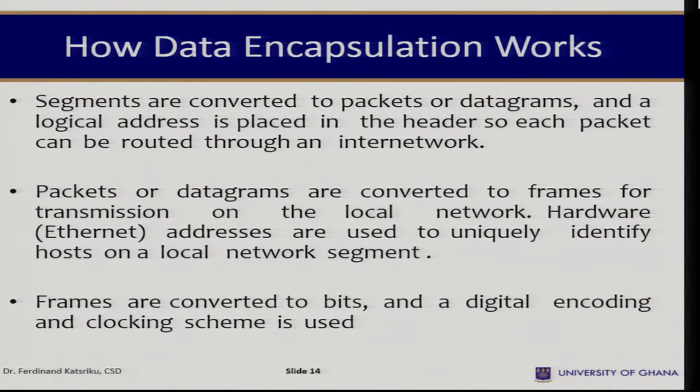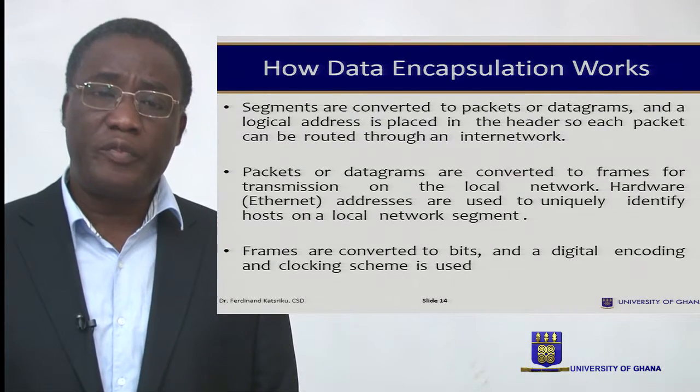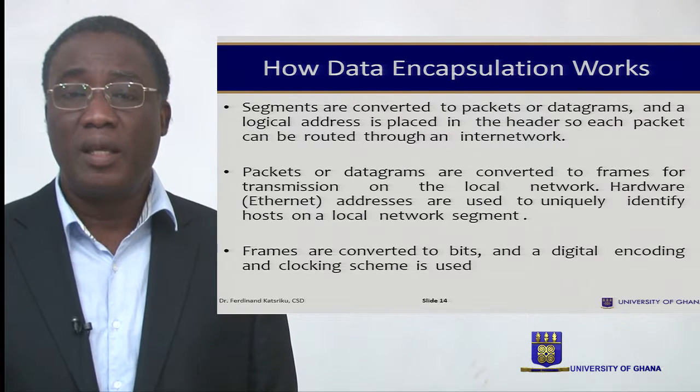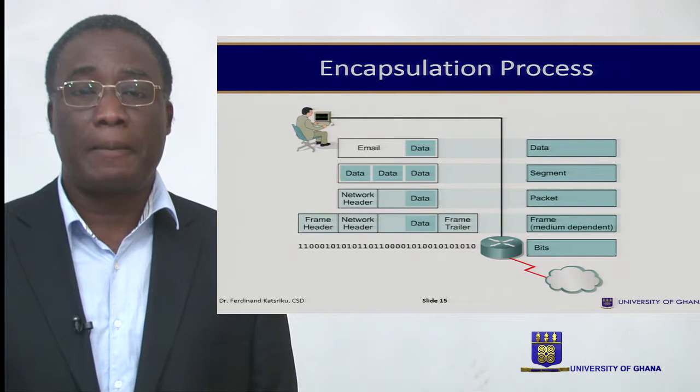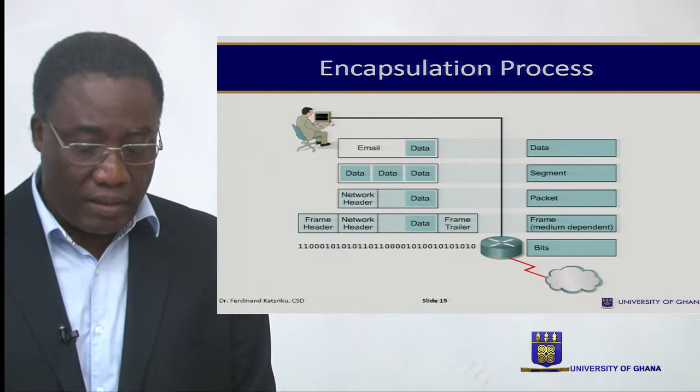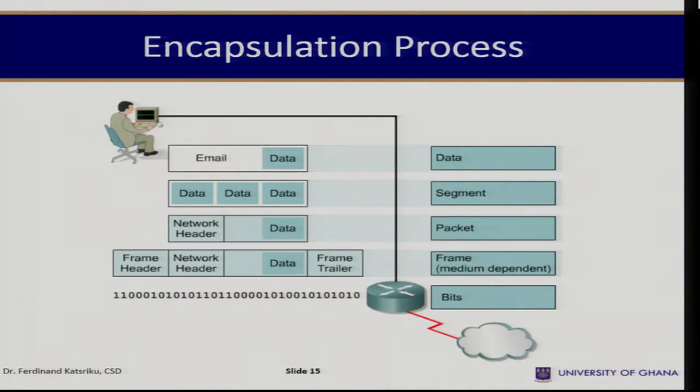Packets or datagrams are converted to frames for transmission on the local network. Hardware addresses are used to uniquely identify a host on a local network segment. The frames are converted to bits, and a digital encoding and clocking scheme is then used for that. The diagram shows you in brief how all of this works.